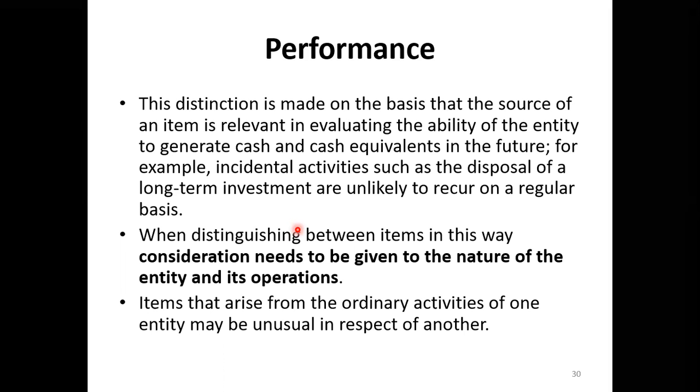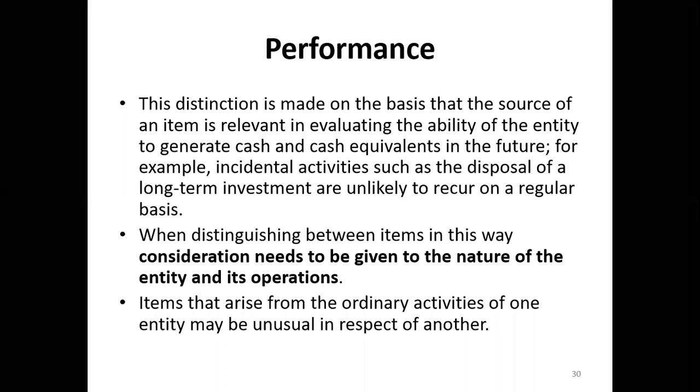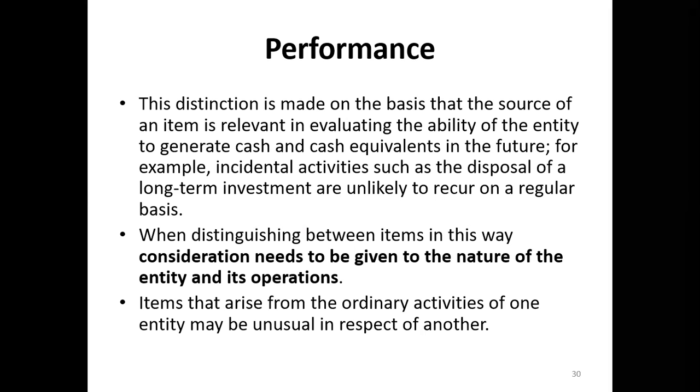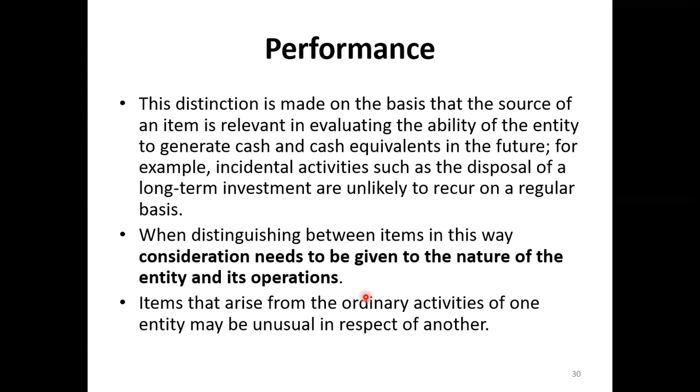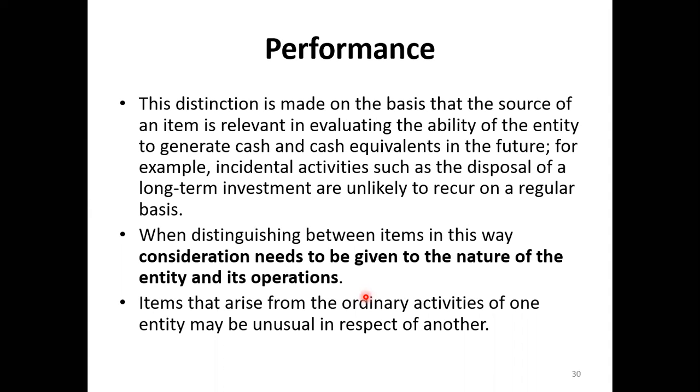So when distinguishing between the items in this way, consideration needs to be given to the nature of the entity and its operations. Items that arise from ordinary activities of one entity may be unusual in respect of another. As I told you earlier, for real estate companies, buying and selling long-term assets is the normal business course, normal business operations. For other manufacturing companies or service providing companies, no.